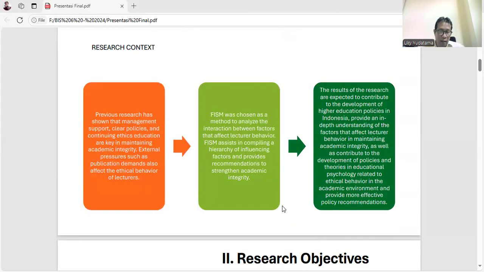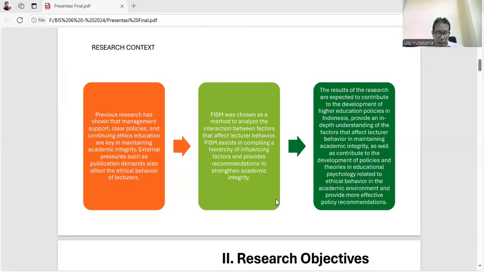Research contents. Previous research has shown that several factors play a crucial role in maintaining academic integrity. Among these, management support, clear policies, and continuing ethics education have been identified as key elements. Moreover, external pressures such as publication demand also significantly influence the ethical behavior of lecturers. In this context, the fuzzy interpretive structural modeling method was chosen to analyze the complex interaction between these various factors. FISM helped in compiling a hierarchy of the factors that influence lecture behavior, allowing for a deeper understanding of how they interact with one another.